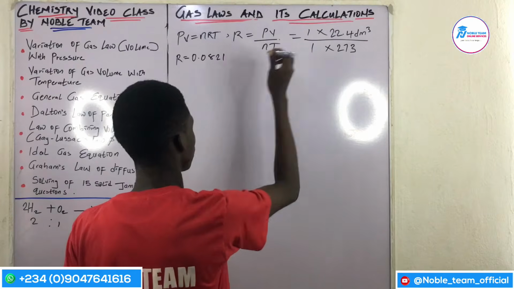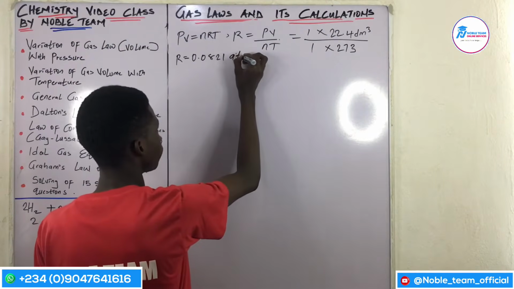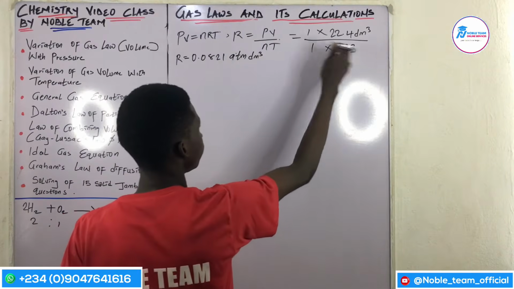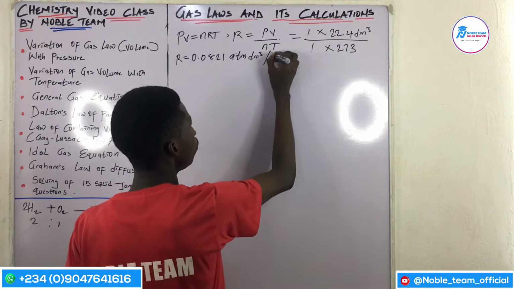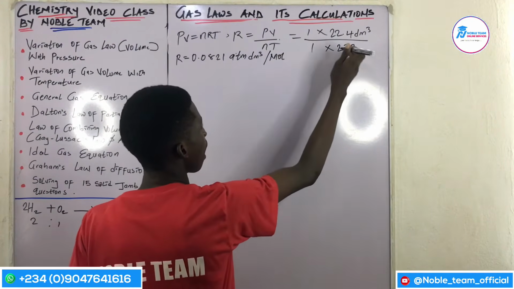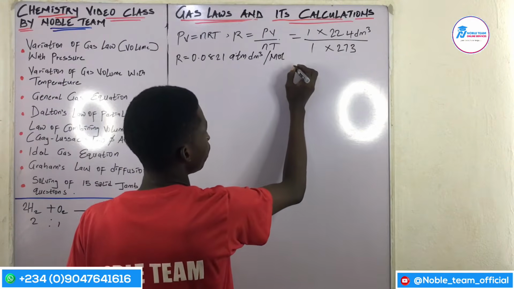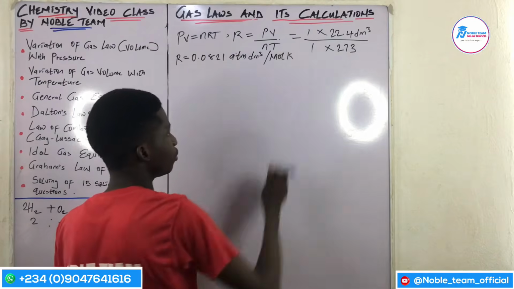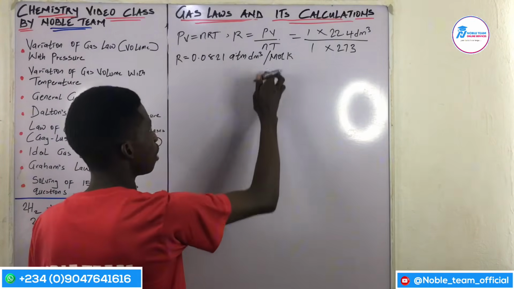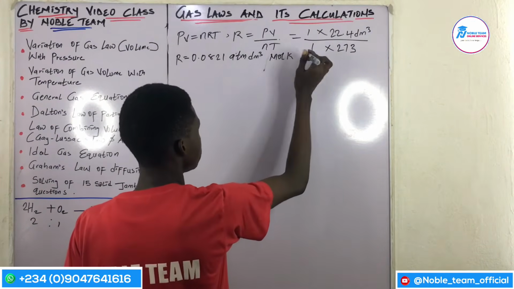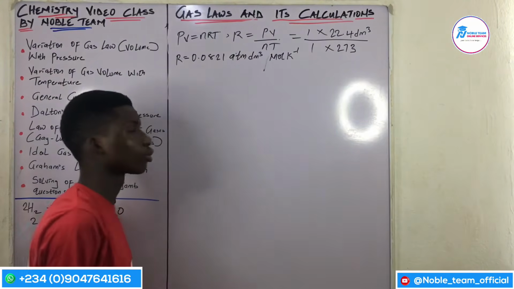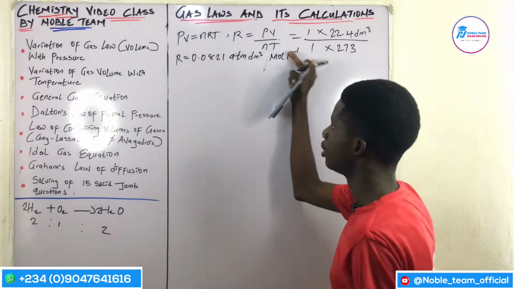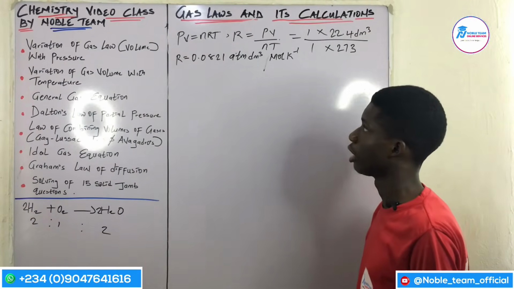This is pressure, which is atm. This is dm cube, then over mole. And this is what? Kelvin. Yes, this is Kelvin. So this is the unit of it. So I might decide to write it, remove this and put this part. So both of them are still the same thing. This is the universal gas constant.